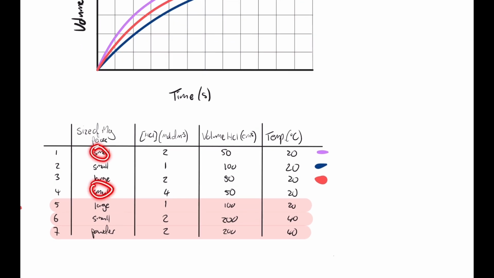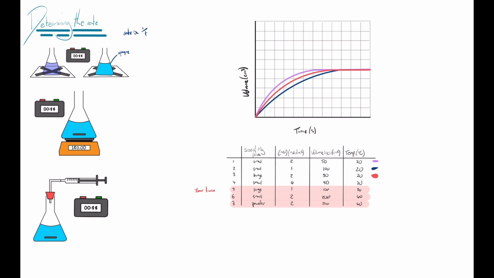Okay, number 4. Now we're back to small. So let's compare to 1 again. Our concentration's doubled. Our volume is the same. Our temperature is the same. So the only thing we need to worry about here is our concentration. Again, if we think about CNV, our volume has stayed the same, but our concentration has doubled. Therefore, our moles will double as well, which means our amount of product will double.